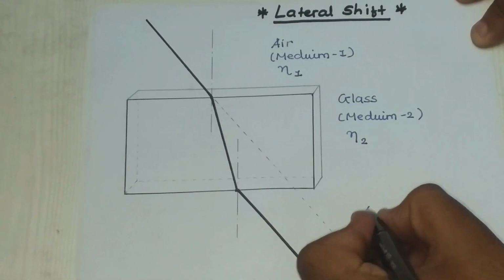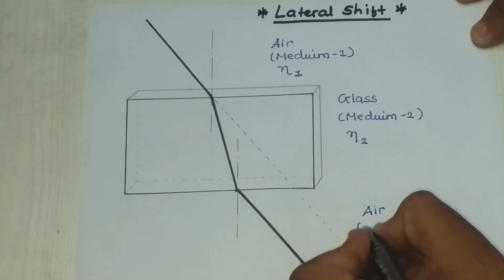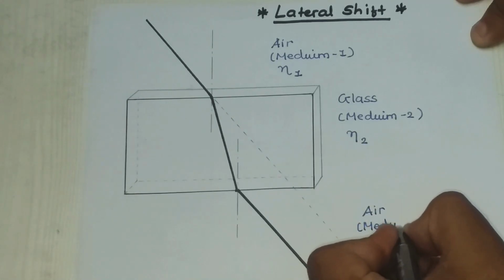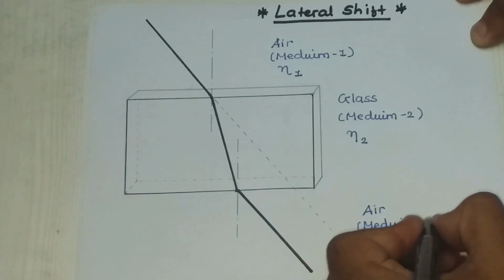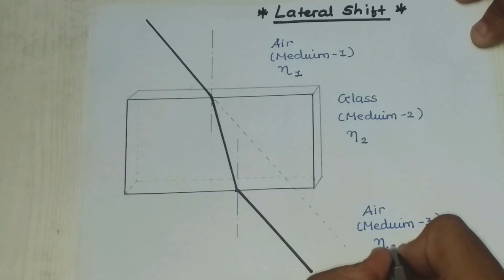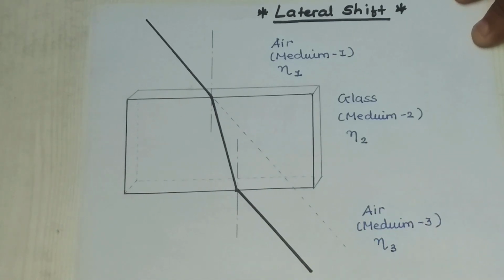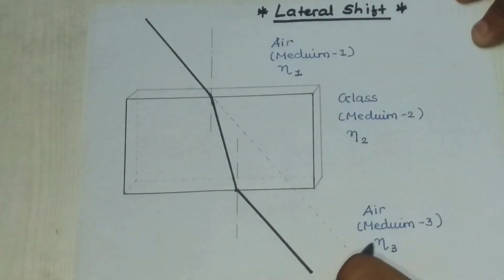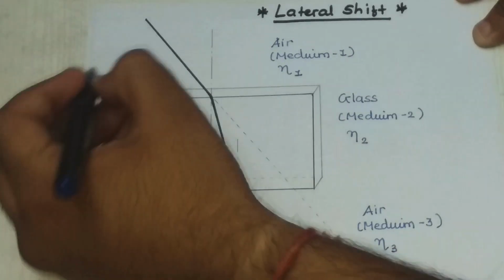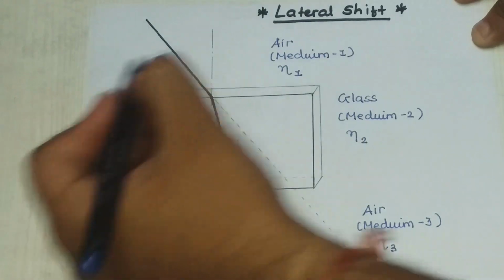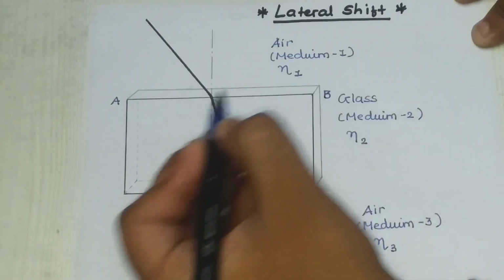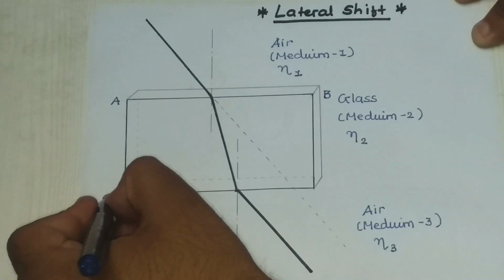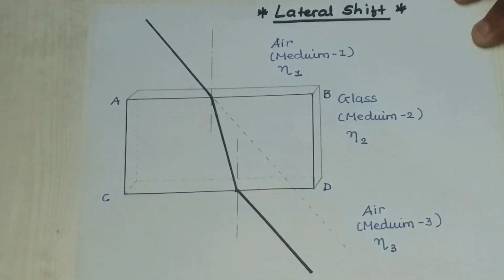And the third one is again air, medium 3, which is denoted as eta 3. So here eta 1 and eta 3 are the same. Now we give names to the rectangular glass slab: A, B and C, D.